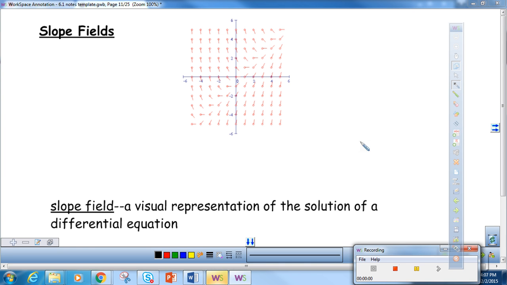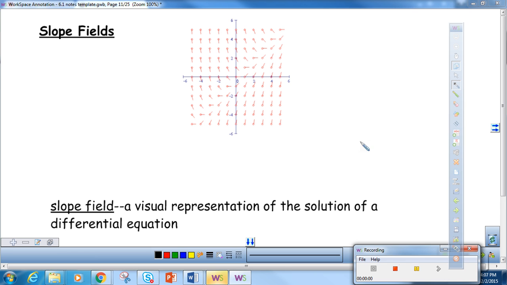Okay, welcome back. This is part 2 of lesson 1, and in this lesson we're going to look at slope fields. Now, a slope field is a visual representation of a solution of a differential equation. To be honest, this is one of my least favorite topics in calculus, although it's probably the easiest.